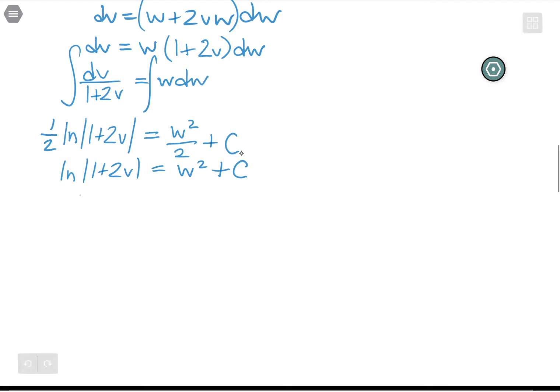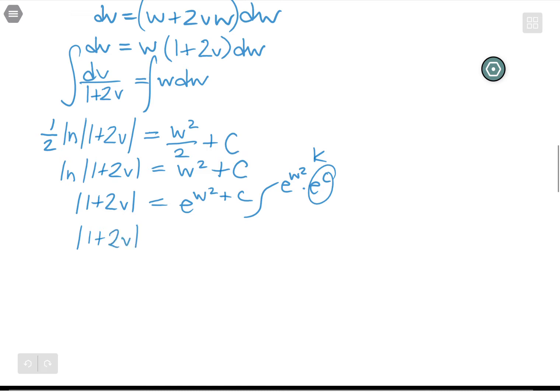To get rid of a natural log, I need to exponentiate. And remember, e to the w squared plus c can be written as e to the w squared times e to the c. And this I'm going to call k. Actually, you know what? I'm going to save it up on this one. It's just to show you another option so you don't have to run through so many variables. So I'm just going to say e to the c times e to the w squared for now. And in my head, I'm remembering that that's just a constant right there.